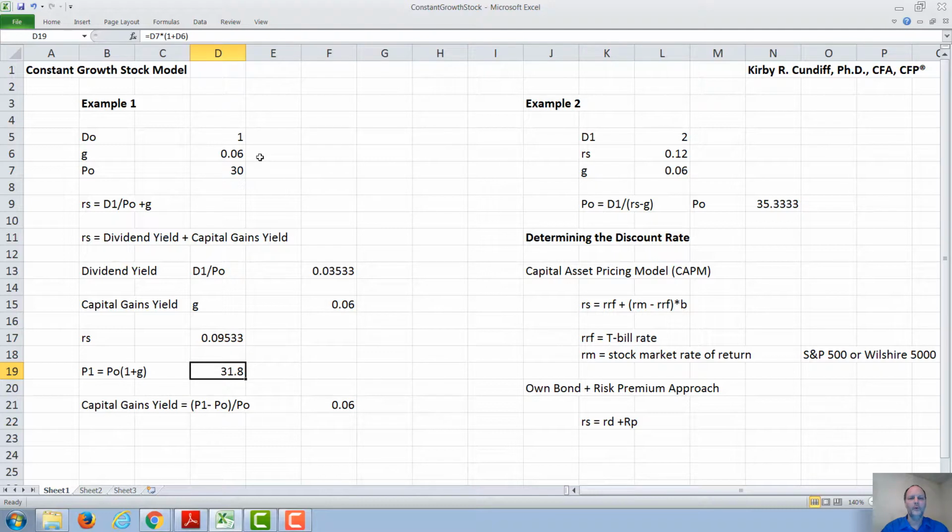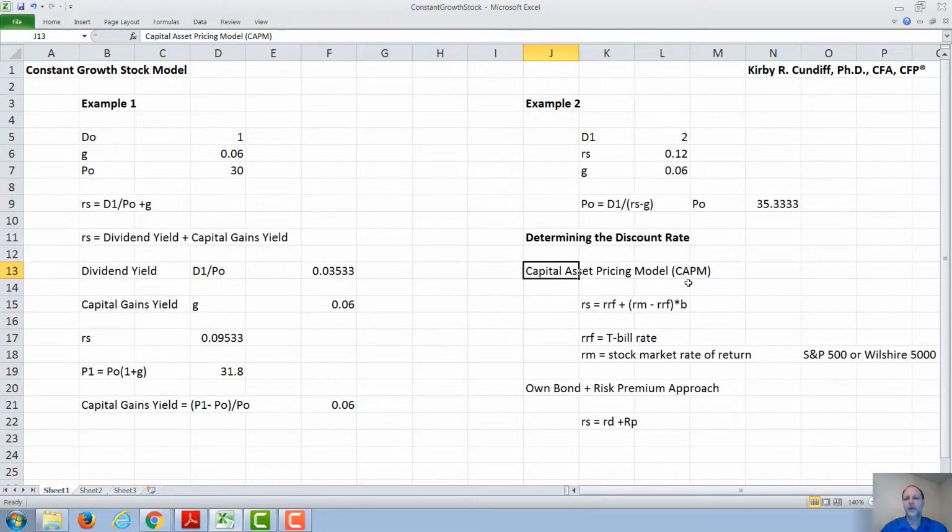For a constant growth stock, you can also determine next year's price as just this year's price, or $30, times 1.06, 1 plus the growth rate. So next year, the stock will be worth $31.80. To show self-consistency, the capital gains yield has to be the difference between next year's price and this year's price divided by this year's price, and we show that 31.8 minus 30 divided by 30 is 6%. This is, again, one method of determining the rate of return of a security.